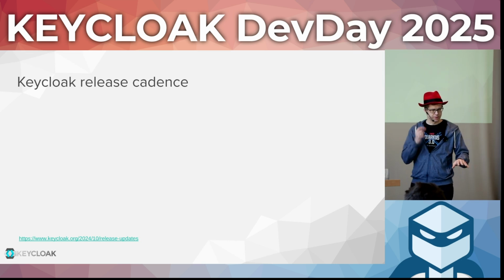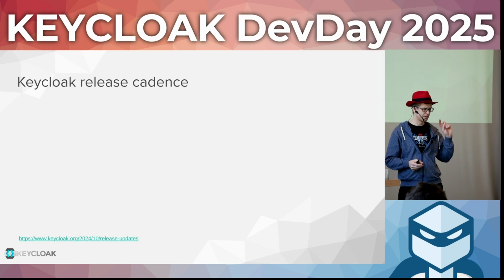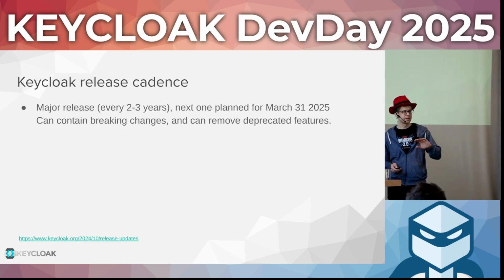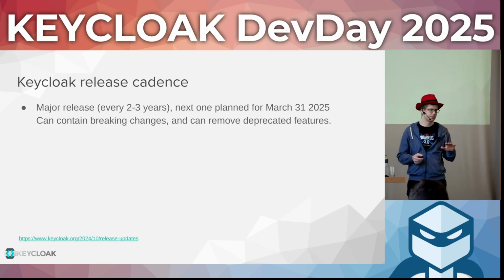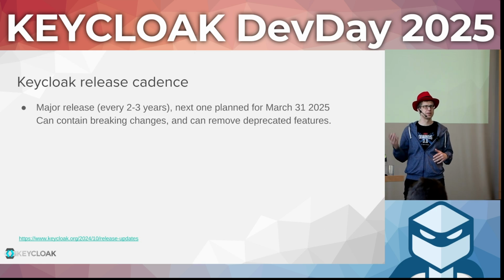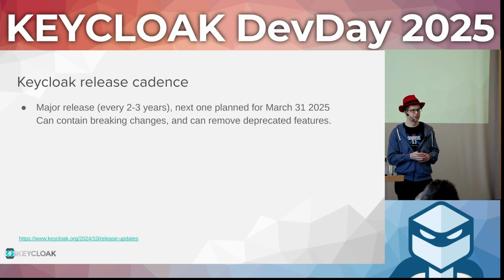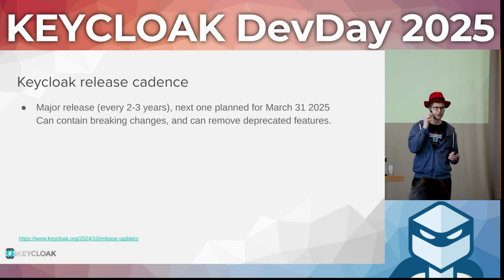The release cadence in more detail. There was a blog post published in August, so the slides will be online later, and there was a blog post from Stian in October explaining all this release cadence here. There's a major release every 2 to 3 years now. The next major release is planned for March 2025. It can contain breaking changes, and we can then remove any deprecated features.